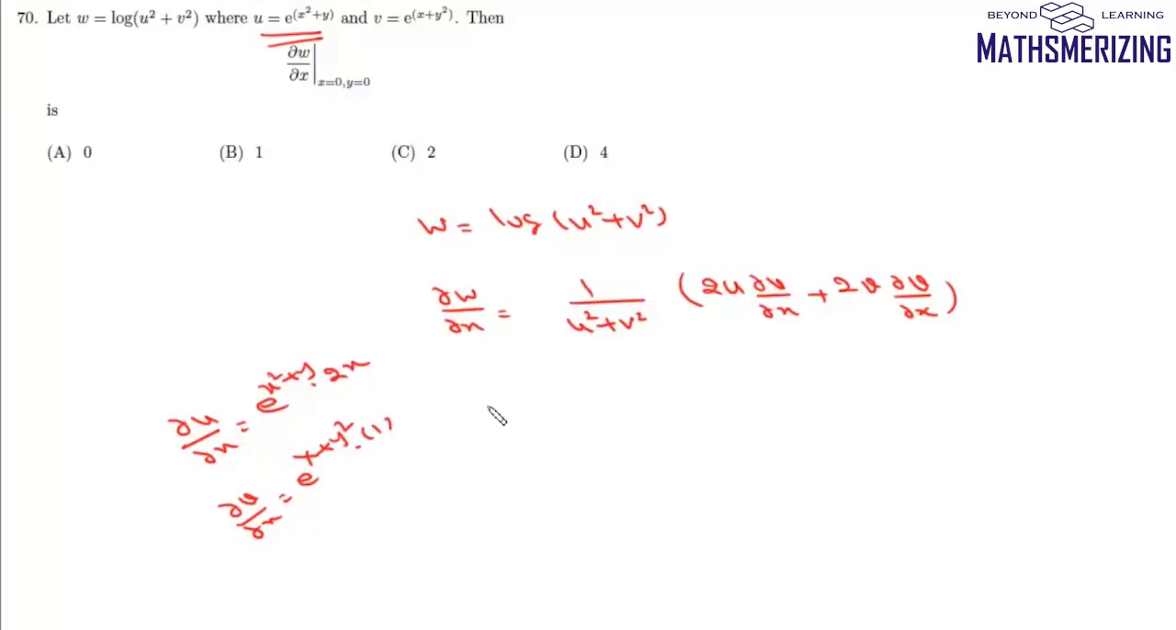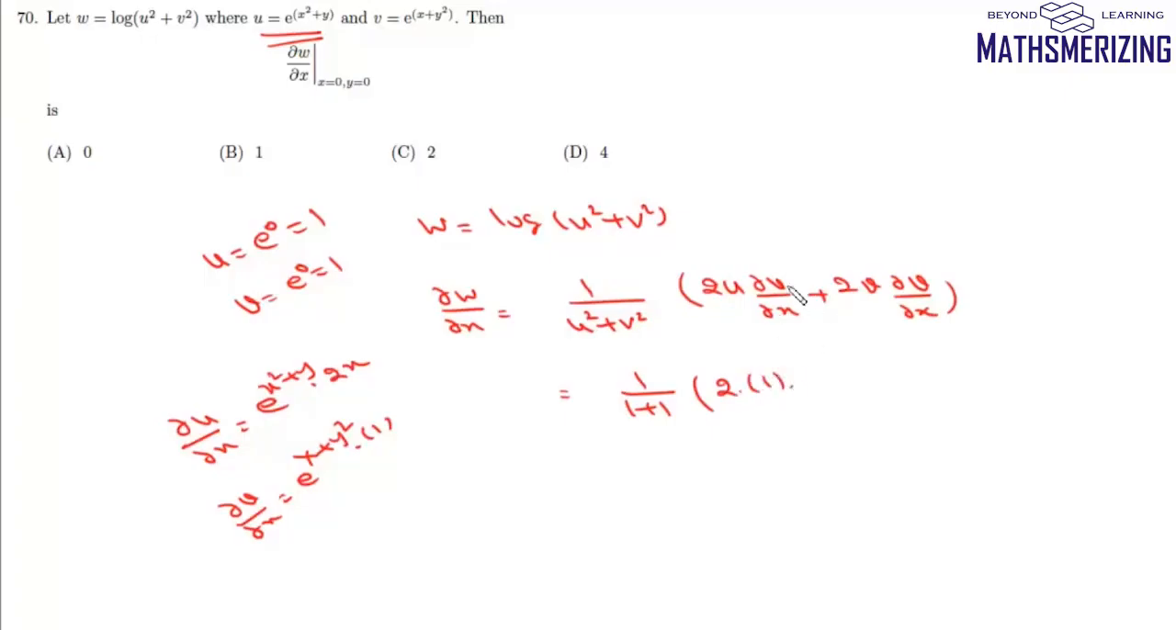Now we'll put the value of x and y as 0 and 0. So we'll put x and y as 0. We'll get u as e to the power 0, which is 1. We'll also get v as e to the power 0, which is 1. So we'll get this as 1 upon 1 plus 1, and it'll be 2.